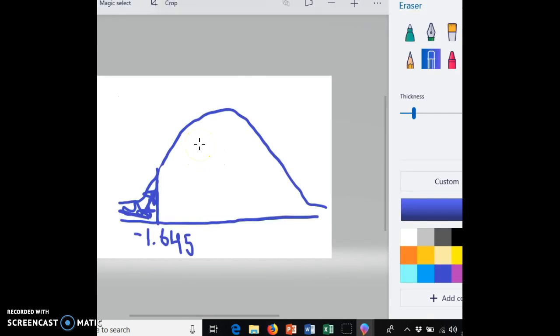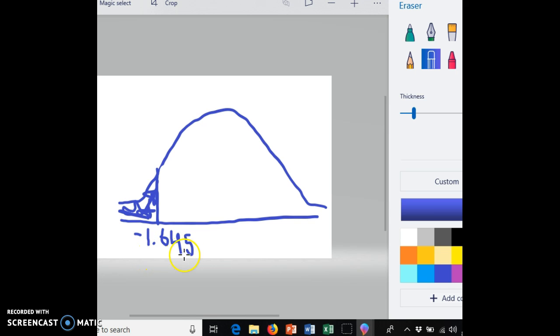So here's a picture of our standard normal bell curve. I know it's not very pretty given my drawing ability on the computer, but remember that on the standard normal bell curve, 0 is right here in the center, and so the negative 1.645 that we got from Excel is over here. We're looking at a left-tailed test, which means that anything that falls over in this left shaded region right here, we will count as being in our rejection region, and we will reject the null hypothesis.